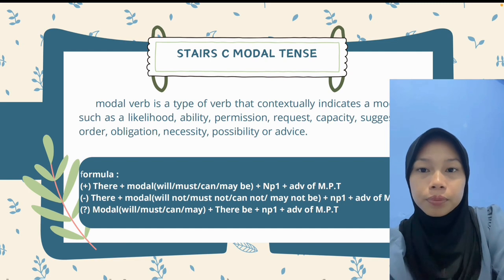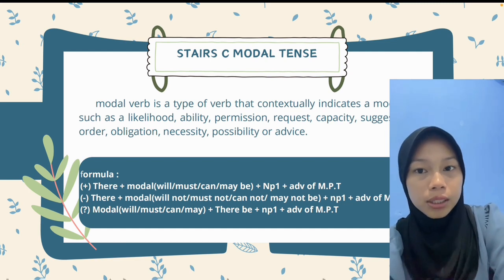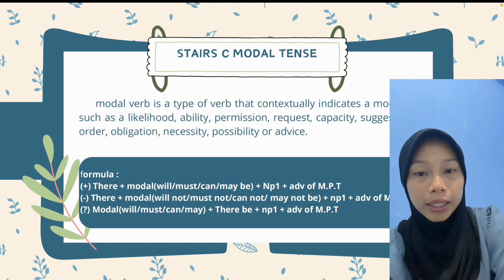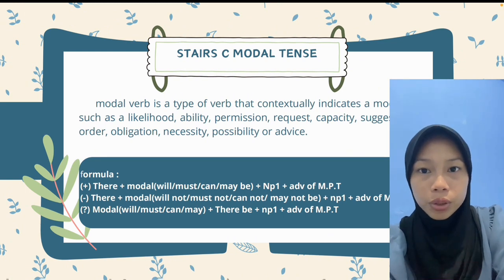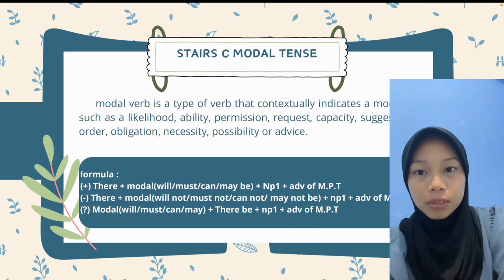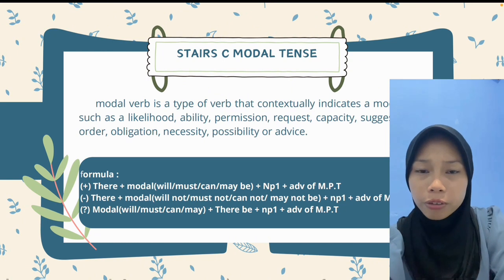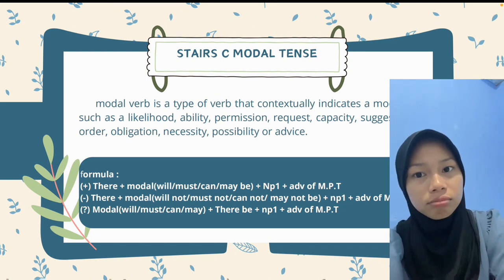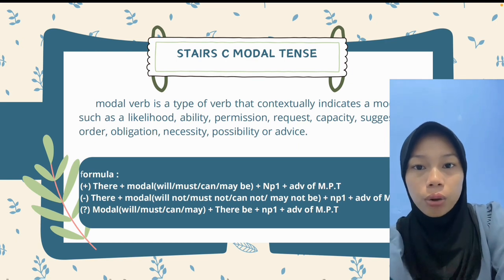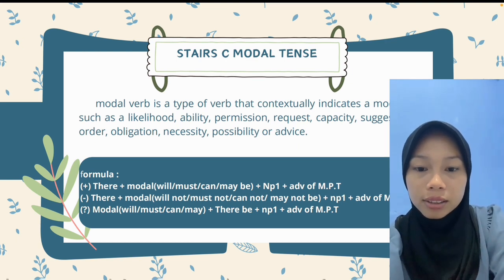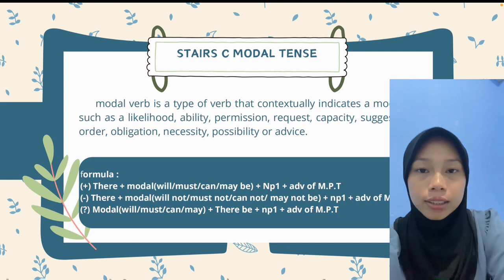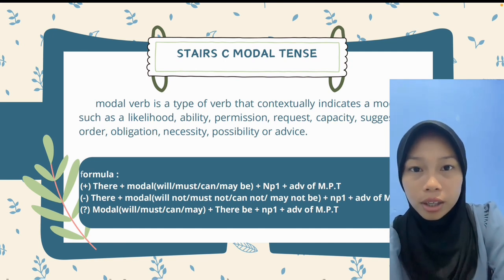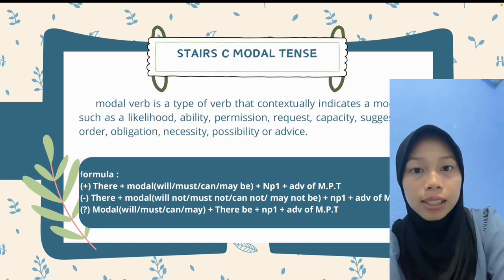For example, in a positive sentence, there will a new sofa in my house today. For the negative sentence, there will not a new sofa in my house later. And the interrogative sentence is will there be a new sofa in my house later? Okay, I think that's all about the modal. Actually, I have a mistake. For the positive example, it's there will a new sofa in my house later.